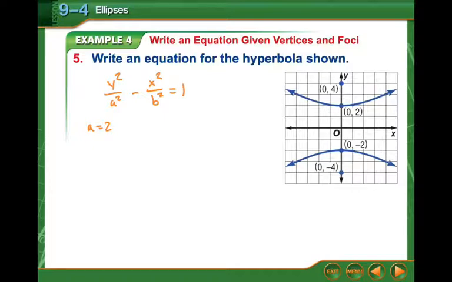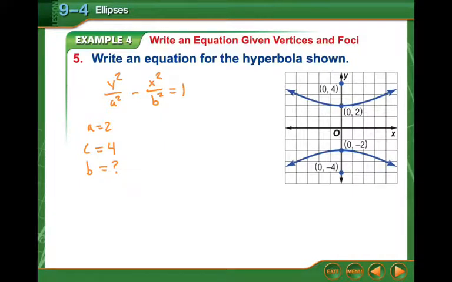Now, C is a little bit easier to find. C is a special number, but if you look back at the last slide, it shows that C is where the foci are. So C is 4. Now, you're probably wondering, well, what's B then, right? We don't know. But we can find it using Pythagorean theorem.